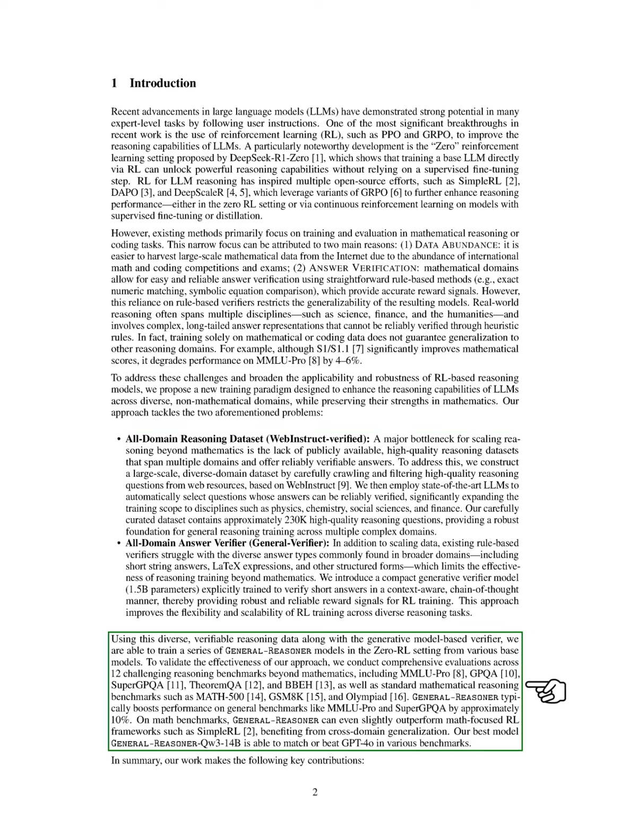Using this diverse and verifiable reasoning data along with our generative verifier, we train a series of general reasoner models in the 0 RL setting from various base models. We validate our approach through extensive evaluations across 12 challenging reasoning benchmarks beyond mathematics, including MMLU Pro and Theorem QA, as well as standard math benchmarks. Our general reasoner typically improves performance on general benchmarks by about 10% and can even slightly outperform math-focused RL frameworks on math tasks, benefiting from cross-domain generalization. Our best model, General Reasoner Qwen3-14B, matches or exceeds GPT-4o in various benchmarks.